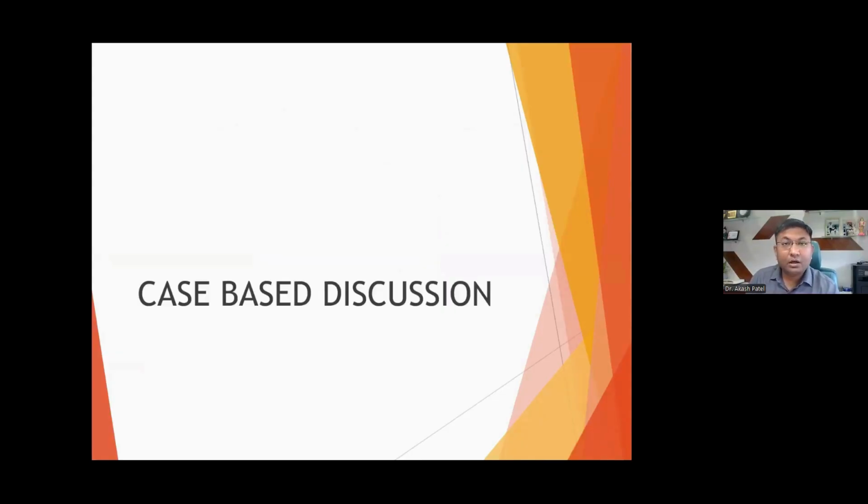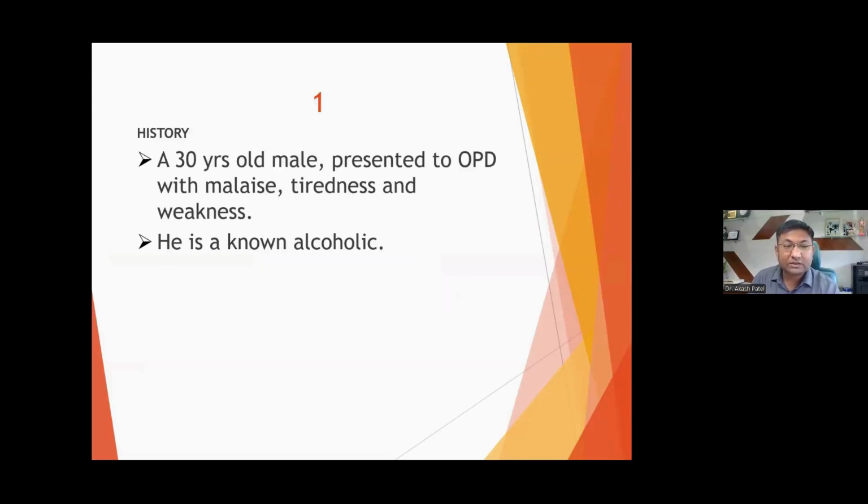So after having this basic knowledge about hematology, we will discuss some cases. The cases are very simple. The first case is a 30-year-old male. This type of patient presents to our OPD with malaise, tiredness, and weakness. These are the common symptoms when the patient comes to our OPD.